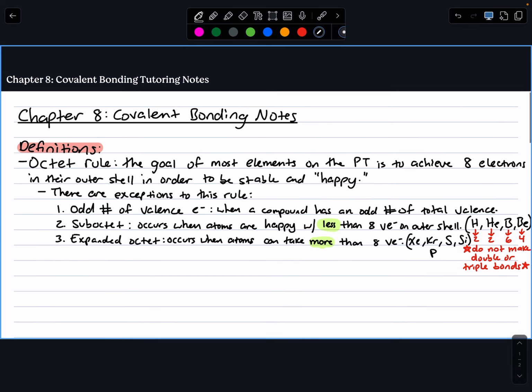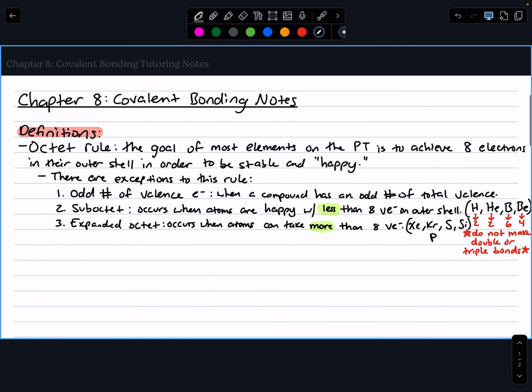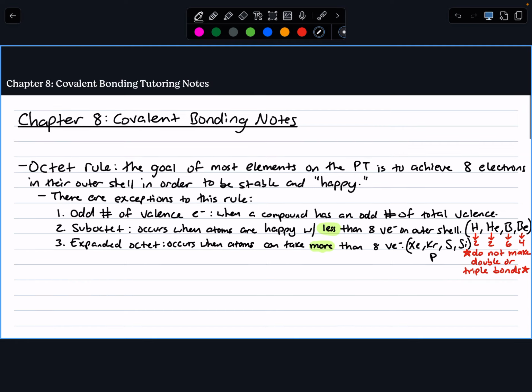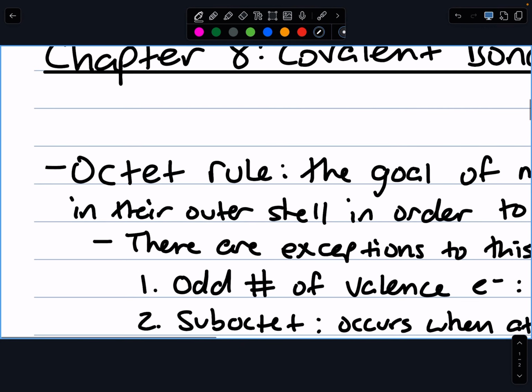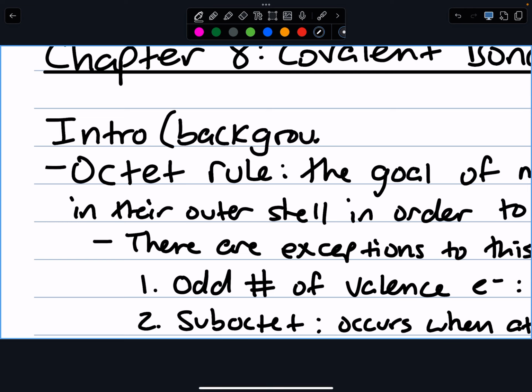Actually, I'm not going to have this labeled definitions. I want to go in order of the PowerPoint, so it makes it easier. So I'll title this intro.